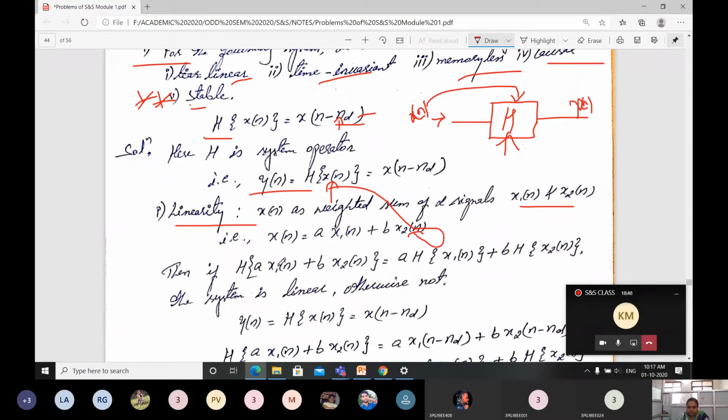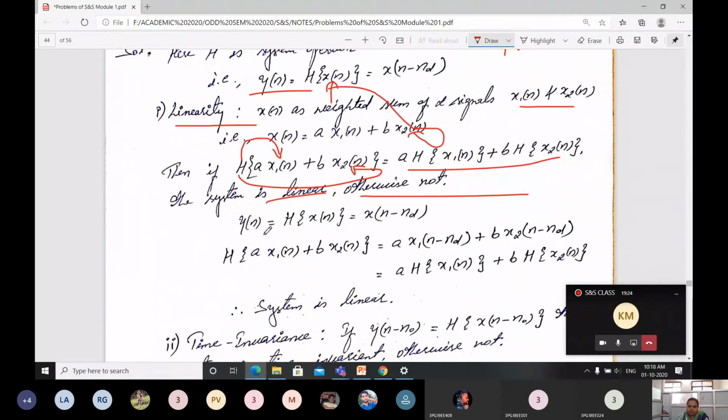Here a is a constant value. I can apply the h to the x1 of n and also to the x2 of n, because it is also a linear function. So I can write a h of x1 of n plus b h of x2 of n. If I am able to write like this, then the system is linear. If it is not able to be written like this, it is a non-linear system. Now we will solve for this.